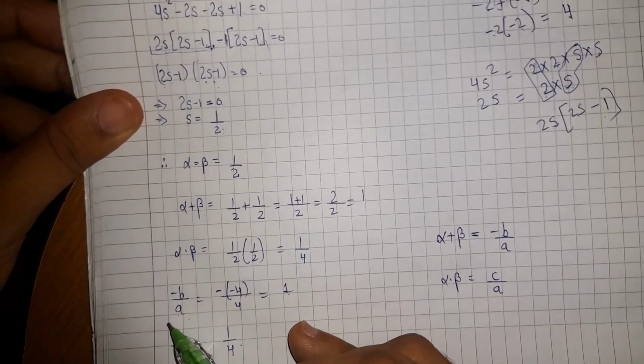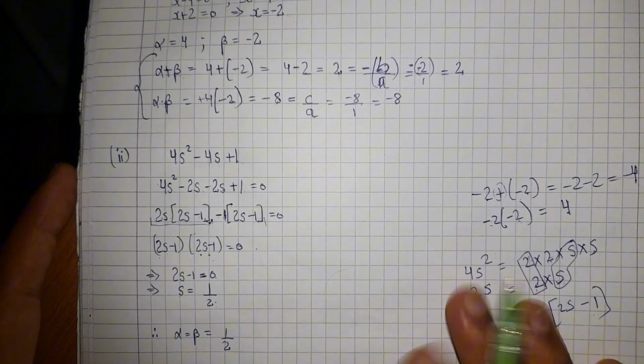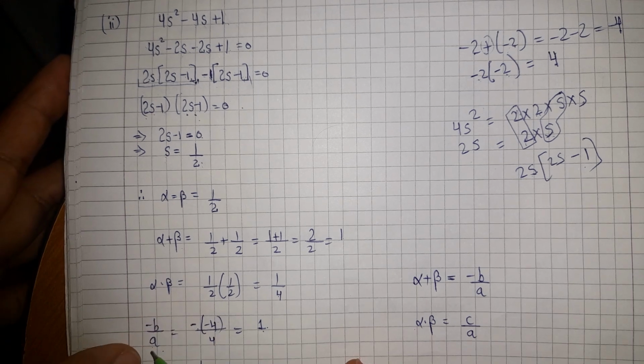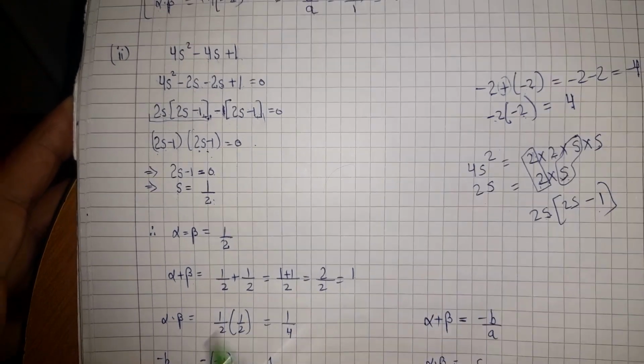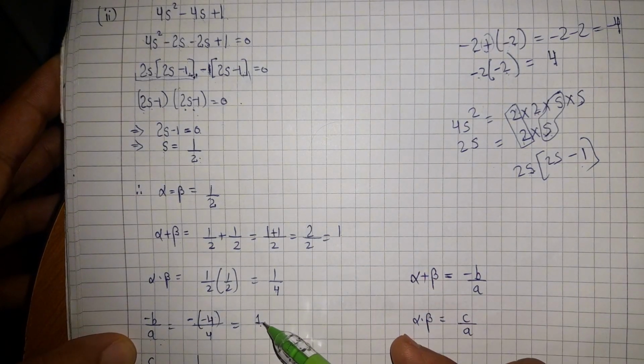That is minus b upon a, remain as it is. What is the value of b? Value of b is minus 4. And a, what is the value of a? Value of a is 4. After solving, we will have 1.